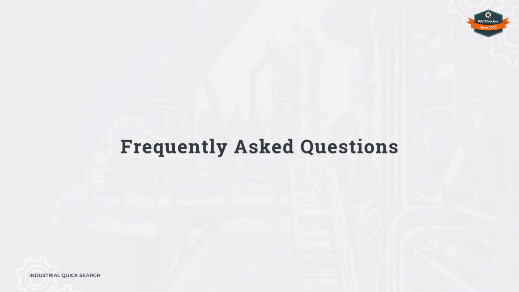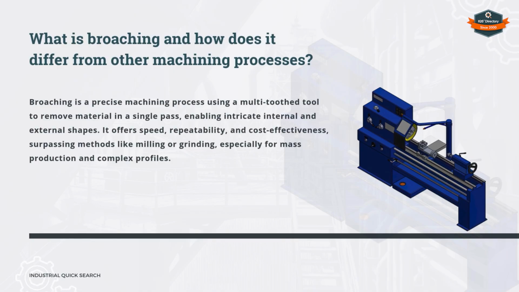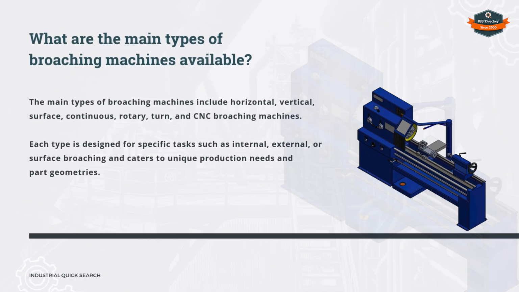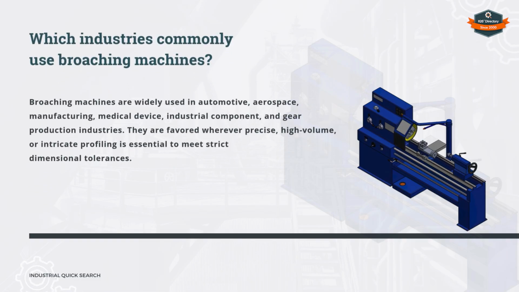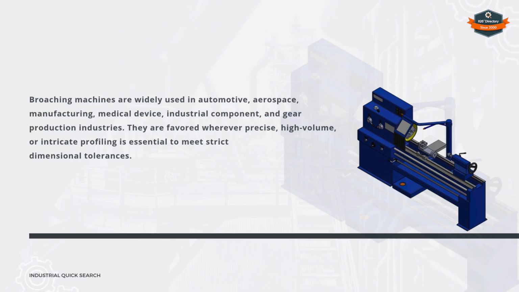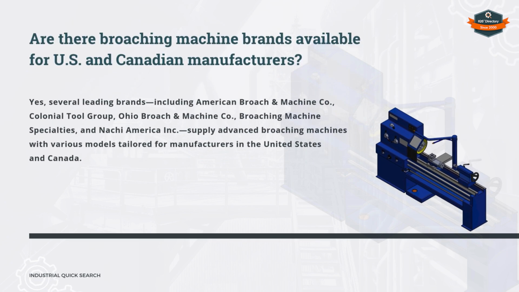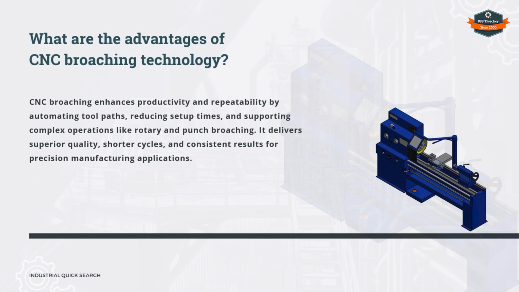Frequently asked questions. What is broaching and how does it differ from other machining processes? What are the main types of broaching machines available? Which industries commonly use broaching machines? How do I choose the best broaching machine for my application? Are there broaching machine brands available for US and Canadian manufacturers? What are the advantages of CNC broaching technology?